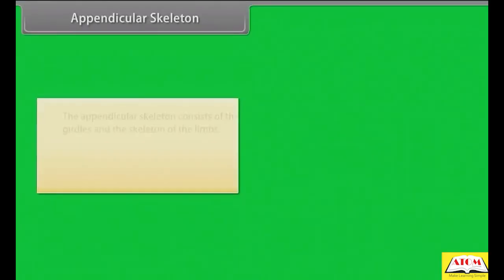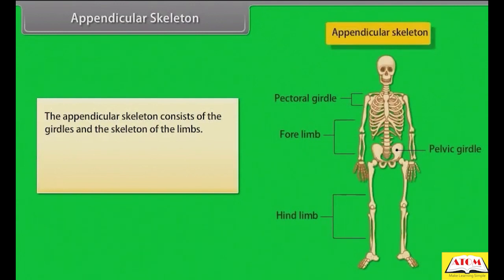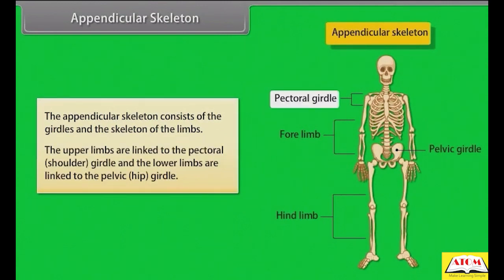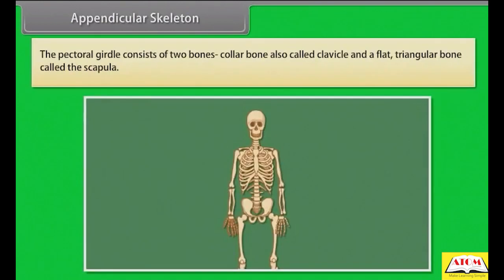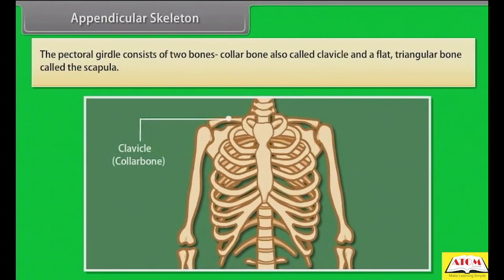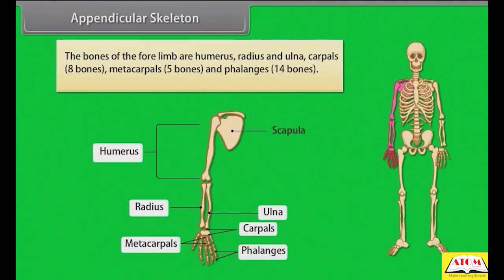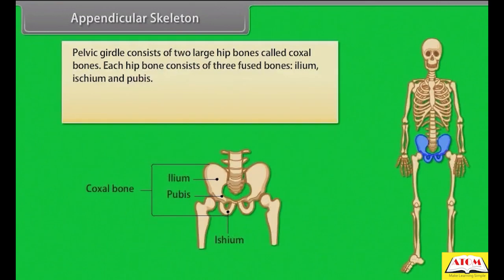Appendicular skeleton. The appendicular skeleton consists of girdles and the skeleton of the limbs. The upper limbs are linked to the pectoral or shoulder girdle and the lower limbs are linked to the pelvic or hip girdle. The pectoral girdle consists of 2 bones, the collarbone, also called clavicle, and a flat triangular bone called the scapula. The bones of the forelimb are humerus, radius and ulna, carpals 8 bones, metacarpals 5 bones, and phalanges 14 bones.